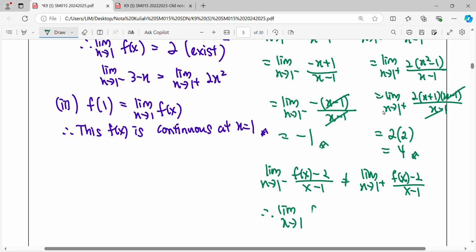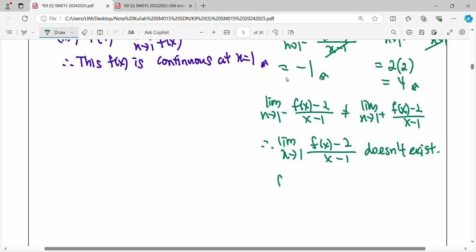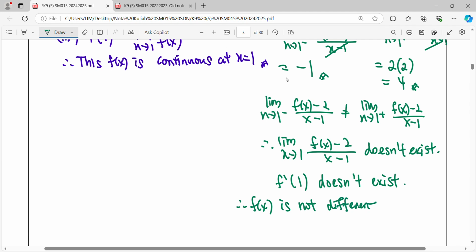The limit does not exist. Then when our limit does not exist, our f prime 1 also does not exist. Here we can conclude the function is not differentiable at x equals to 1.